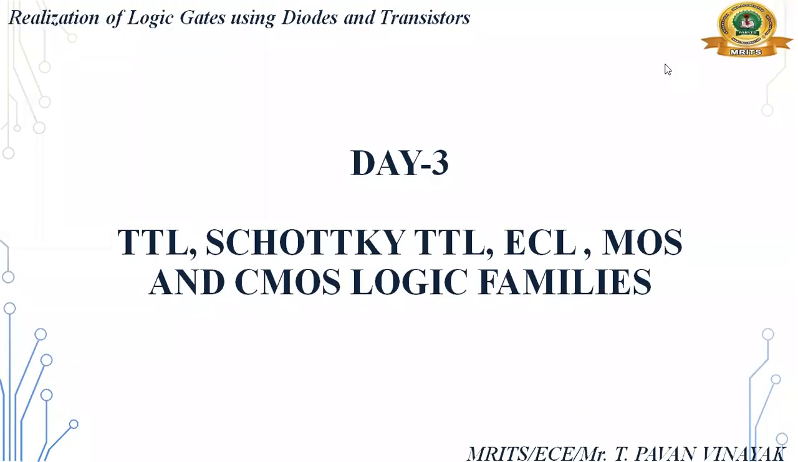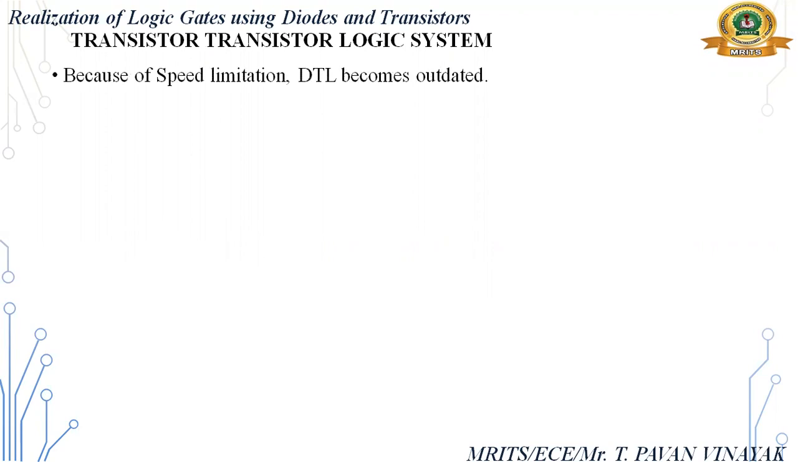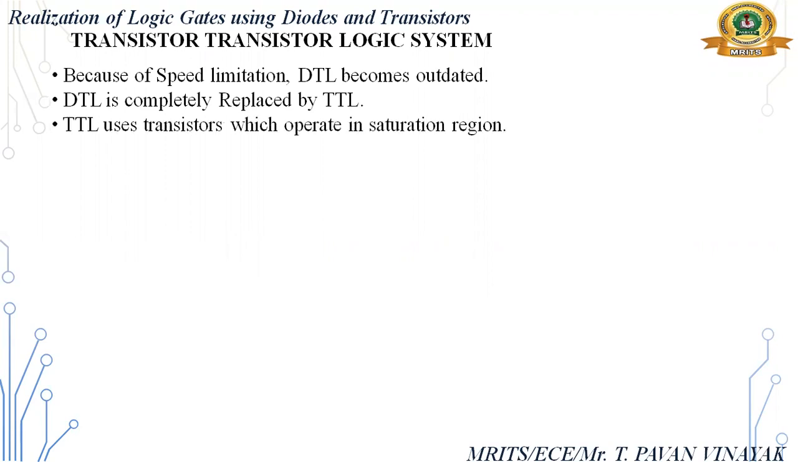So good afternoon everyone. Today we learn about TTL, Schottky TTL, ECL, MOS and CMOS logic families. First we learn about TTL. TTL means transistor-transistor logic system. Because of speed limitation in DTL, it becomes outdated. So DTL is completely replaced by TTL.